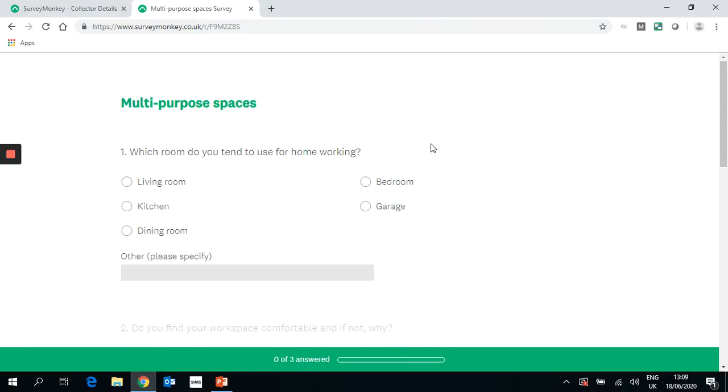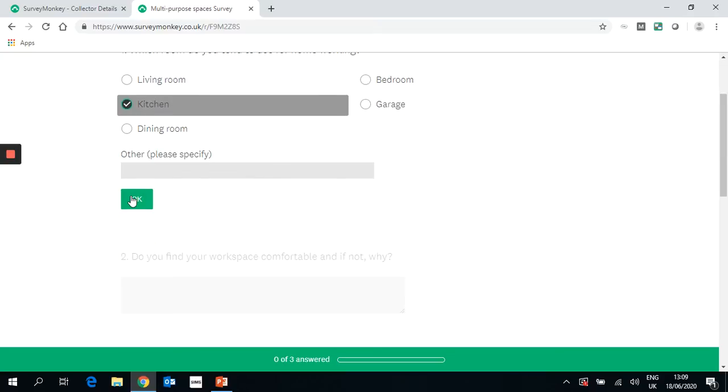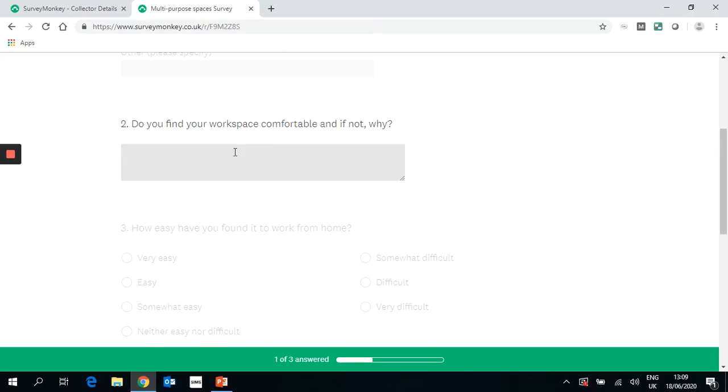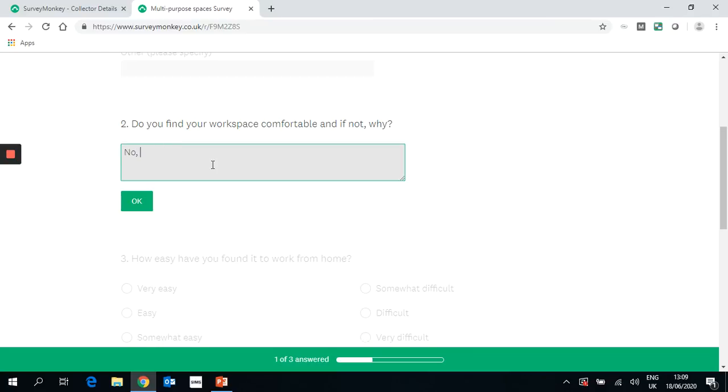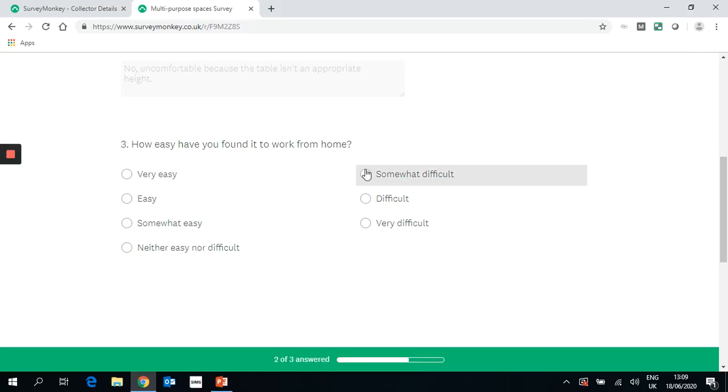I've not got standard in or anything like that. So, which room do you tend to use for working? Which do you find acceptable? No. Uncomfortable because the table is a different height. So, obviously, I'm just making these structures up at the moment. Okay. How easy have you found it to work from home.